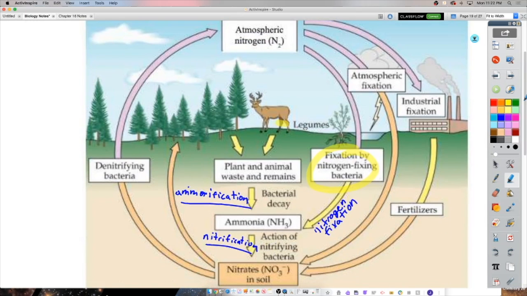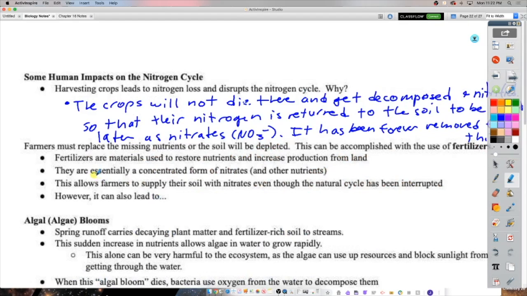So looking at this picture here, remember we said atmospheric nitrogen fixation takes a lot of energy? It does. That's what this factory is doing. It's taking nitrogen from the atmosphere, putting in a lot of heat and pressure, and it's actually making fertilizers, which is basically human-made nitrates. Okay, human-made from nitrogen gas. So they are essentially a concentrated form of nitrates and other nutrients.